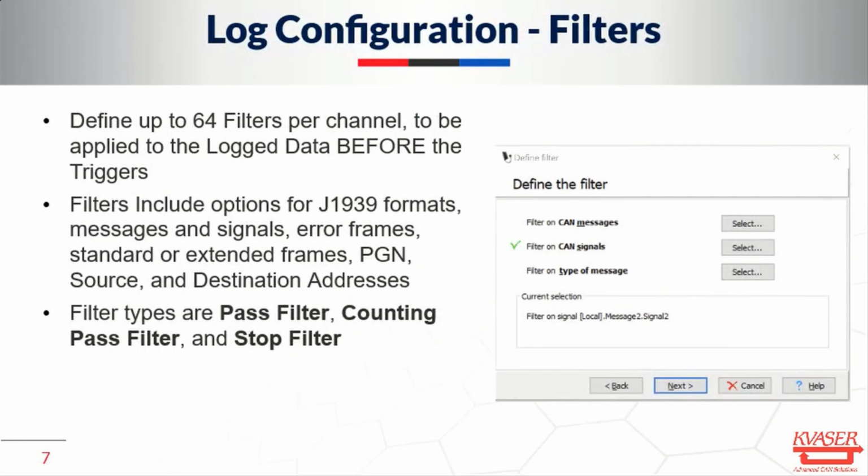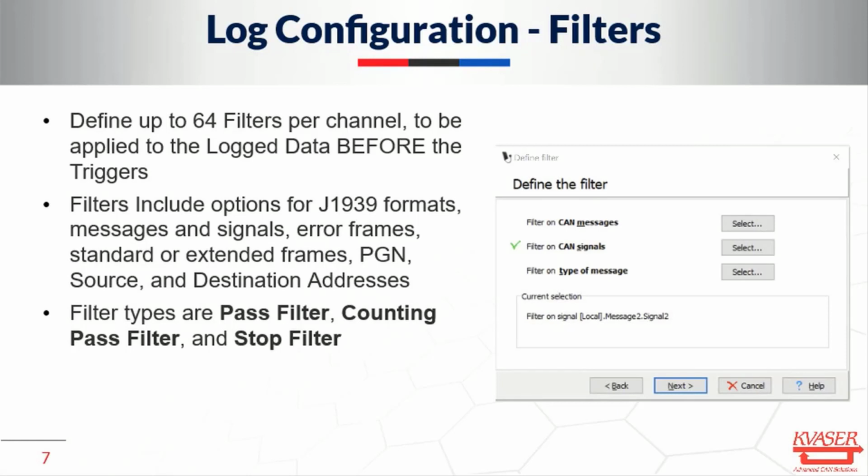So for filters, again, one of the most powerful features of the Memorator Pro, the second being the triggers. For filters, you can define up to 64 different filters per channel, to be applied to all log data before the triggers. So you don't want to filter out your triggers. Be cautious of that. Filters include options again for J1939 formats, messages and signals, error frames, standard or extended frames as well, PGNs if you have J1939 mode selected, and destination address.